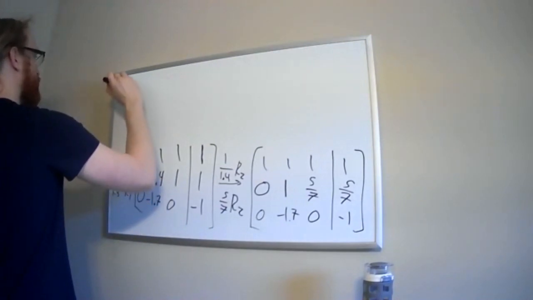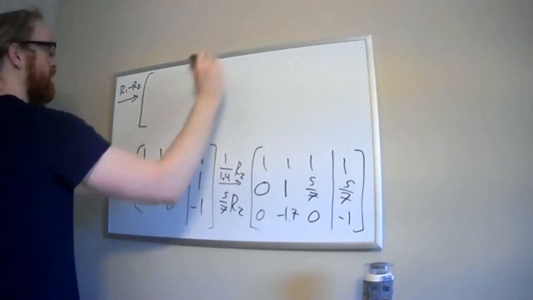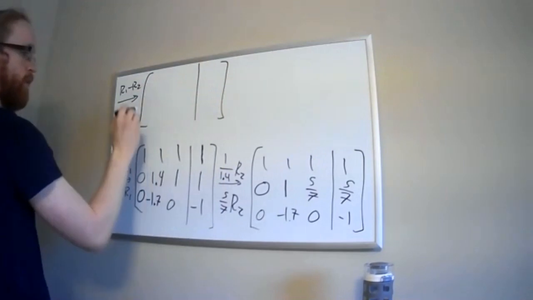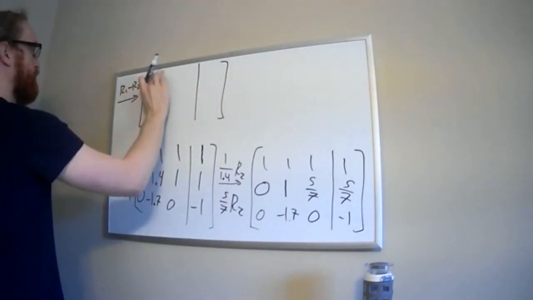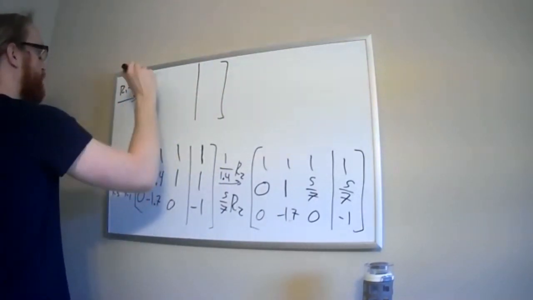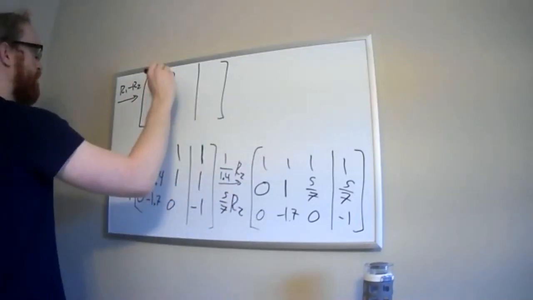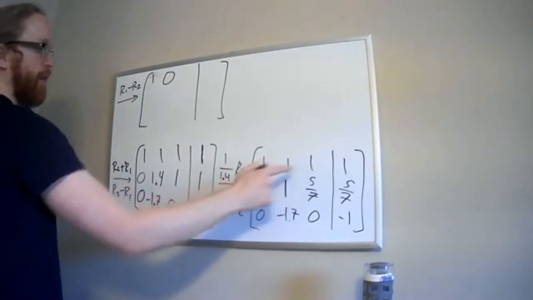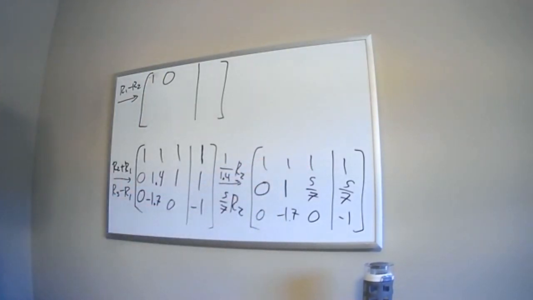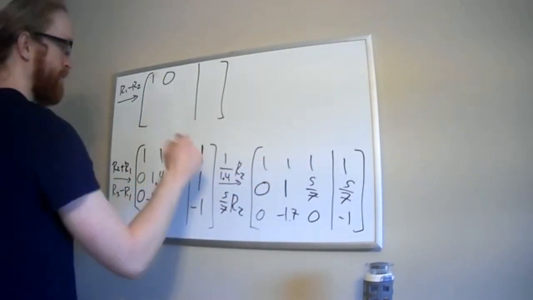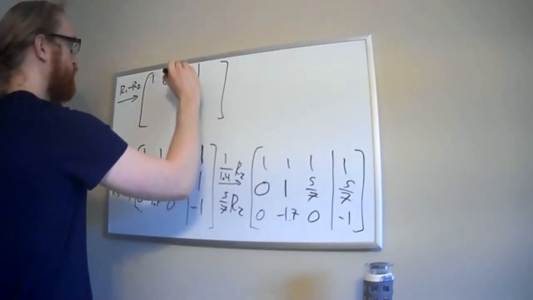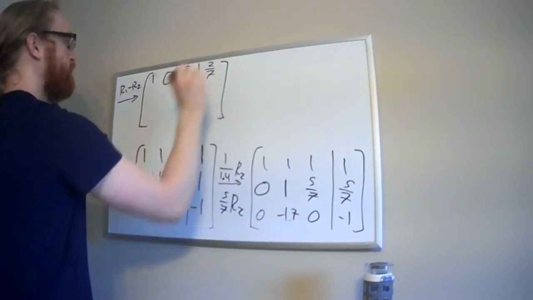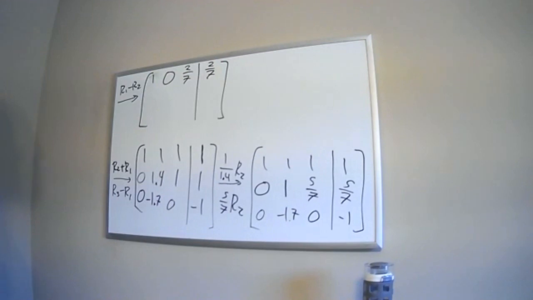We'll just do row 1 minus row 2. And what happens? I'm going to get 0. Sorry, not 0. I'm going to get 1 there still. 1, then 0. And then 1 minus 5 over 7. Rewrite 1 as 7 over 7, so I have a common denominator. So I'm going to take 7 over 7 minus 5 over 7. That's 2 over 7. And I'll get that here too. So 2 over 7. That's what I'm getting there.